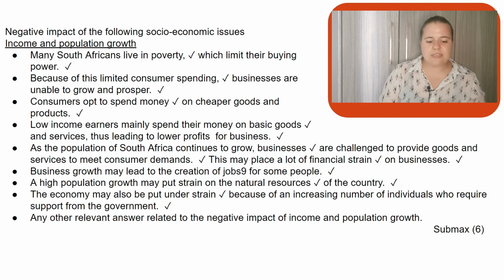Many South Africans live in poverty, which limits their buying power. Businesses face this limited customer spending because businesses are unable to grow and prosper. Now again, have you noticed the split marking? Consumers opt to spend money on cheaper goods and products. Low-income earners mainly spend their money on basic goods and services, thus leading to lower profits for the business.